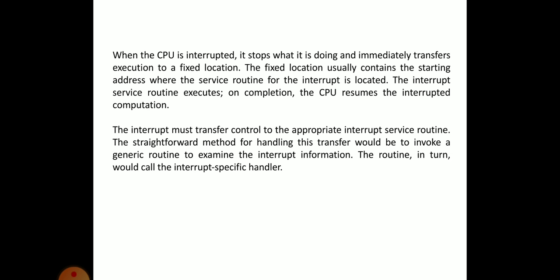The interrupt must transfer control to the appropriate interrupt service routine. The straightforward method for handling this transfer would be to invoke a generic routine. Usually the system contains an interrupt specific handler, and when a system call occurs for a specific interrupt, the handler calls the appropriate interrupt service routine. After completing the interrupt service routine, it transfers the control back to the CPU.